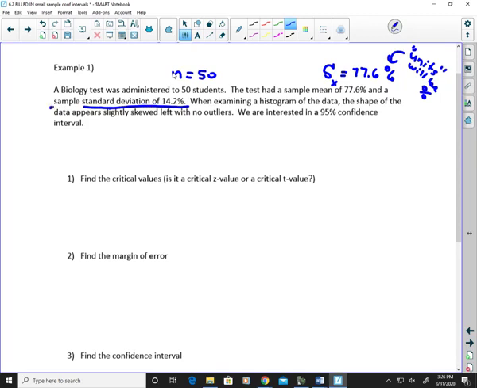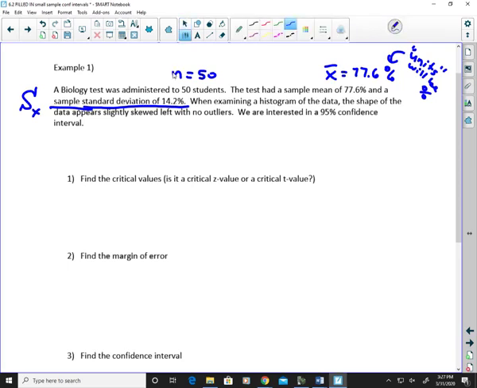Sample standard deviation. So that is a sample value right there. Whoops. Why did I write the... How come nobody said anything? There. Okay, so my sample mean and my sample standard deviation.